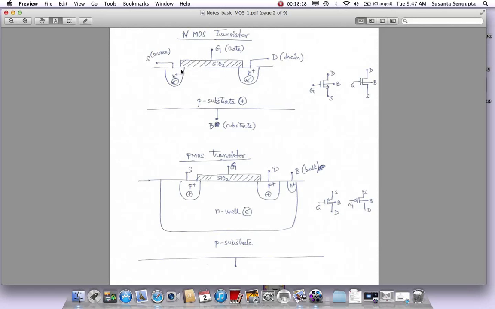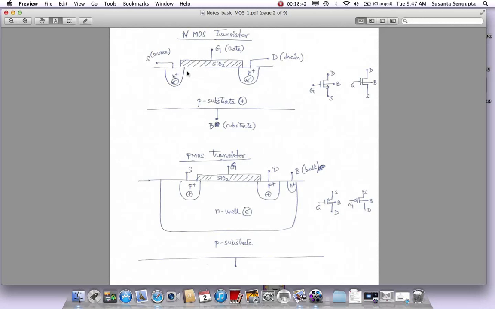But there is no path. There is no path to connect the two. The only path is through this P substrate, and this is a P region. If it's a P region, that means it is depleted of electrons. It has less number of electrons present there. So you have got an extremely high number of electrons on both sides waiting to cause a transfer from source to drain, but unfortunately in the middle there is no channel.